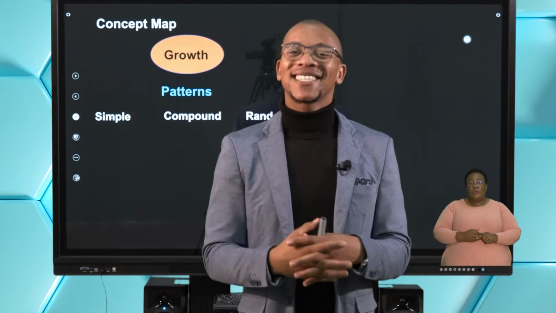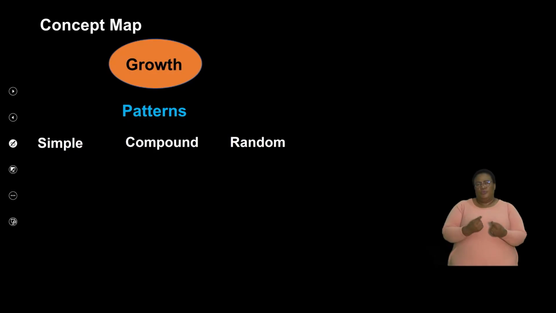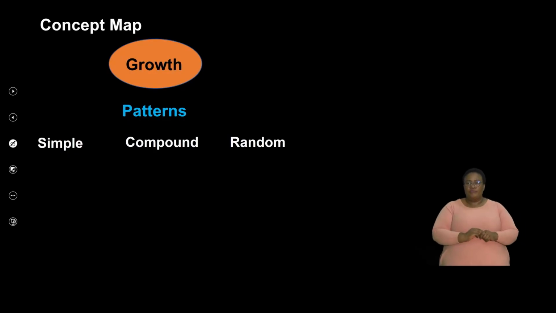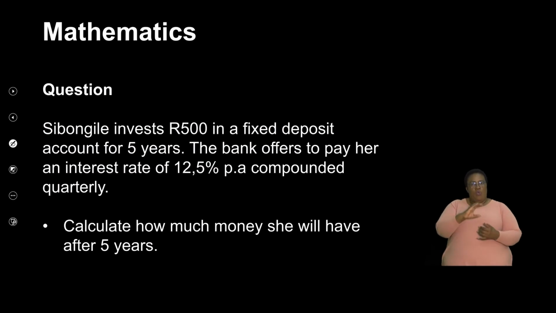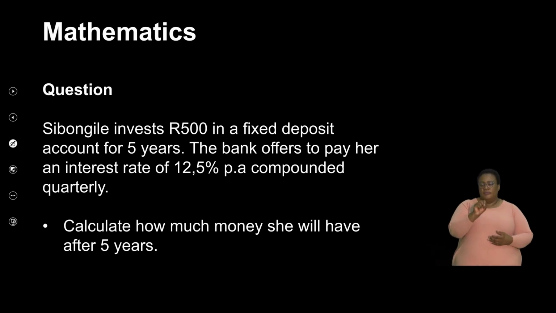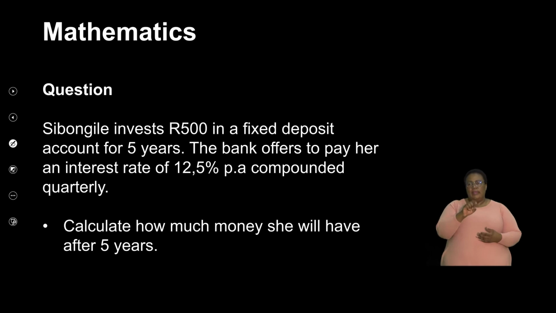But let's just jump right into it. Now, remember, our big idea is still about growth, and we are looking at patterns under growth. Specifically, we've been looking at simple growth, and now we're going to move on to compound and random growth. Now, a question I have for you just to think about is: Sibongile invests 500 in a fixed deposit account for 5 years. Let's understand.